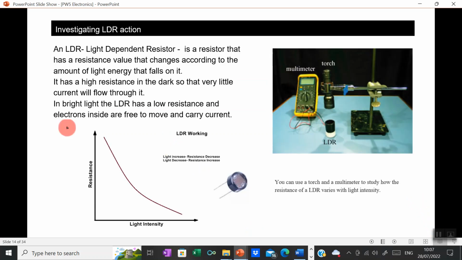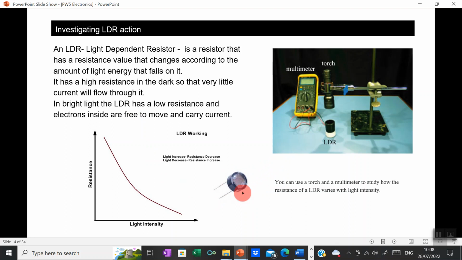Okay, so an LDR, as they're abbreviated, is a light-dependent resistor, and it's a resistor that has a resistance value that changes according to the amount of light energy that falls on it. It has a high resistance in the dark, so that very little current will flow through it, and in bright light, the light-dependent resistor has a low resistance, and electrons inside are free to move and carry current. And this is what a light-dependent resistor looks like.